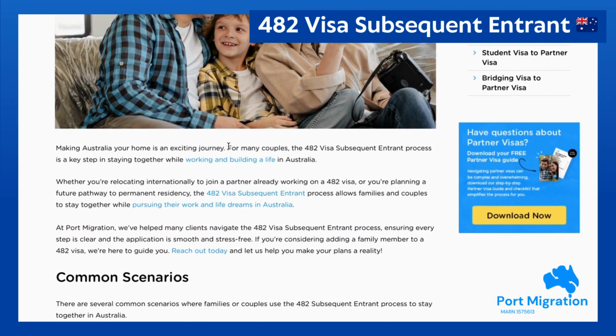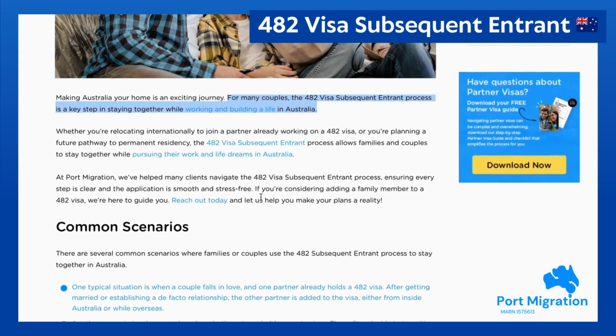Making Australia your home is an exciting journey. For many couples, the 482 visa subsequent entrant process is a key step in staying together while working and building a life in Australia. Whether you're relocating internationally to join a partner already working on a 482 visa, or you're planning a future pathway to permanent residency, the 482 visa subsequent entrant process allows families and couples to stay together while pursuing their work and life dreams in Australia.